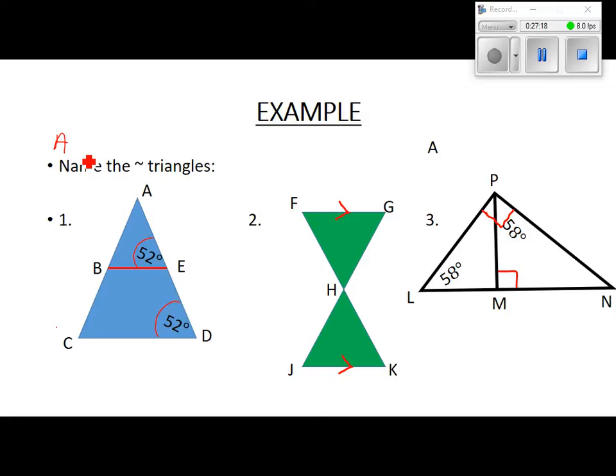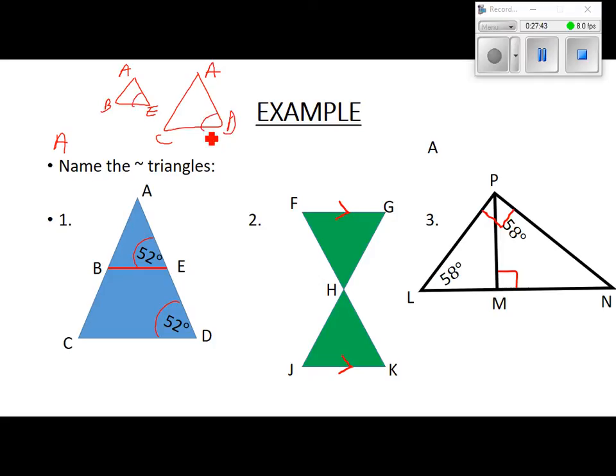BE is congruent to CD. Not congruent, no, it's parallel. What am I saying? And what might help you? What I said earlier. You see a picture like this, what should I do? Split them off. Draw the two triangles separately. So this is A, B, E. This is C here. That's an A. That's a D.